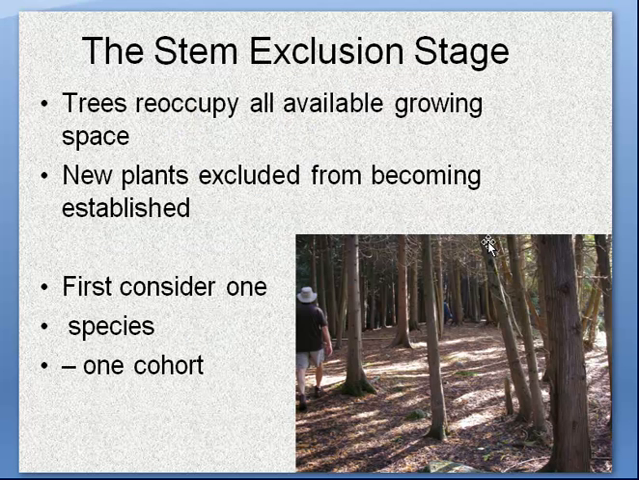So the stem exclusion stage: what happens is, again, this famous thing we talked about, growing space. Trees try to reoccupy all available growing space when other trees die due to competition. And it's such an aggressive process that no new trees can start growing at this stage, because crown closure is so extensive and there are no opportunities for smaller trees to come in.